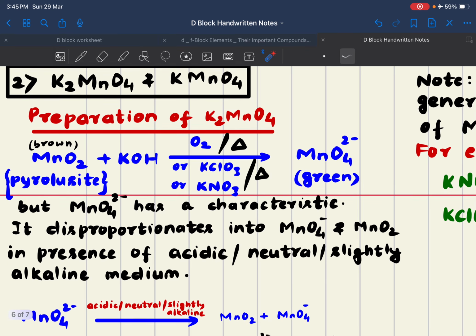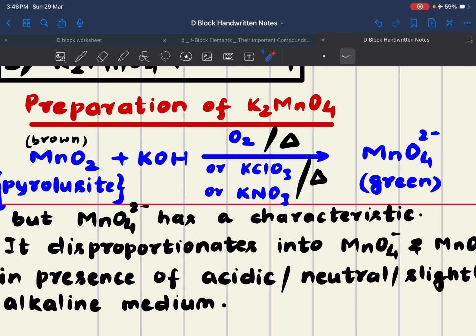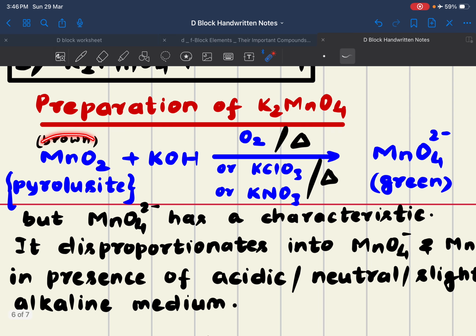Hope it's clear, guys. So we're going to talk about the preparation. First of all, we'll start with the manganate only. We take MnO2. MnO2 is an ore of manganese, which is called pyrolusite, and its color is brown. It is treated with potassium hydroxide base along with oxygen, and then we get MnO4 2 minus manganate ion, which is green in color.